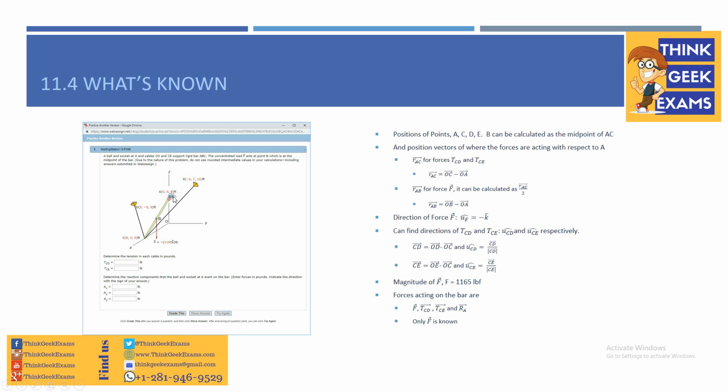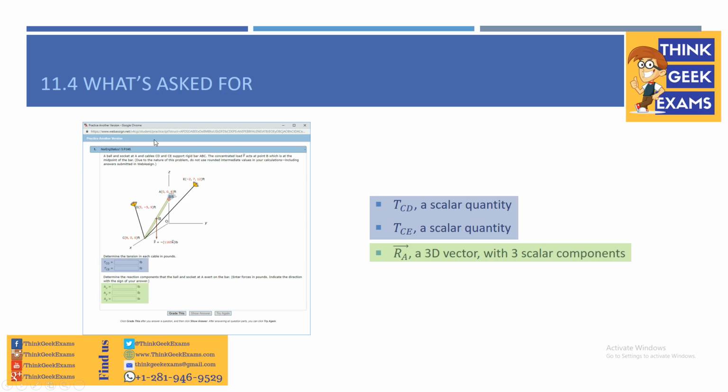The forces acting on the bar are F, the tension from C to E, the tension from C to D, and the reaction force at A, the ball socket reaction. And only the vector F is known. All right, moving on. What we are asked for, just like the last time, is TCE and TCD, and the reaction vector at A. So that's pretty similar to the last time.